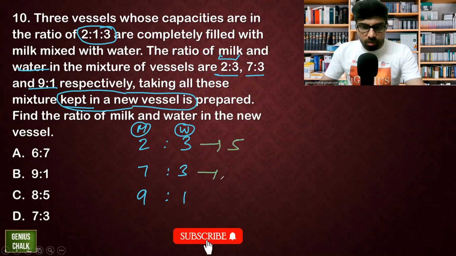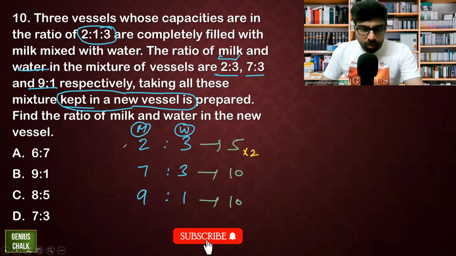Now what is the total we can write? Total is 5, 10 and 10. So what we can do, 5, 10 and 10. First let's multiply this by 2, right? Because this will be 10, 10, 10. Now the quantities are same. If this is multiplied by 2, we'll remember that we have to multiply this also by 2. But let's apply the procedure first here.